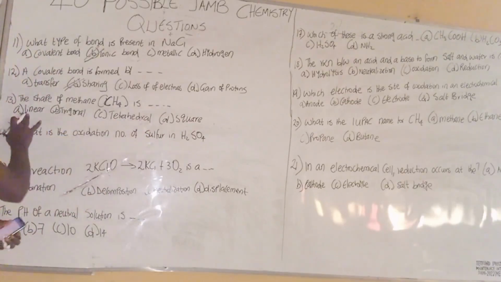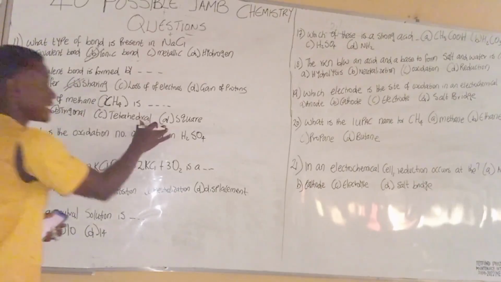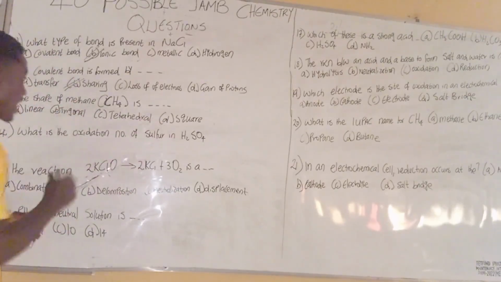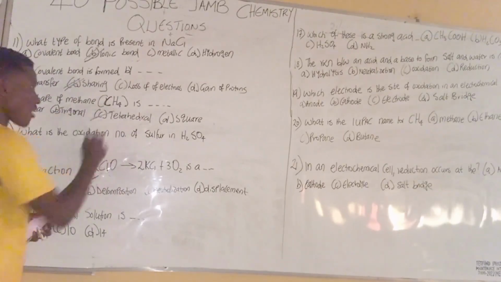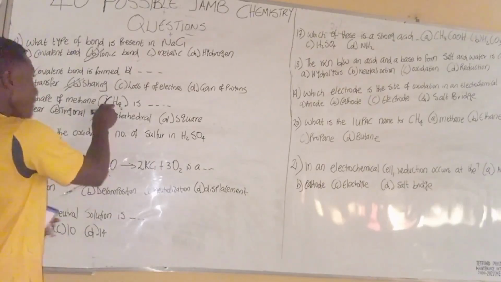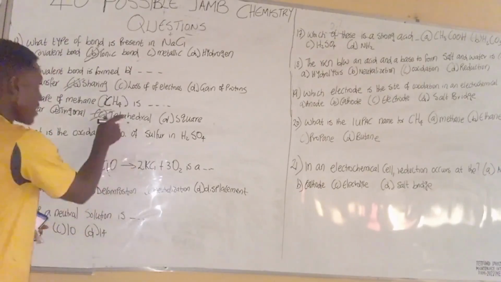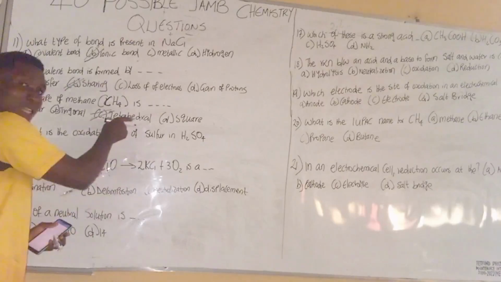We have A, linear. B, trigonal. C, tetrahedral, and D, square. So the answer here is going to be tetrahedral. The shape of alkanes is tetrahedral. And methane is a member of the family of alkanes. Automatically, it makes methane tetrahedral.